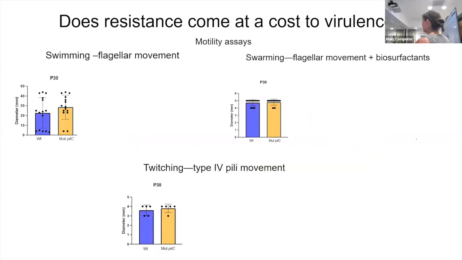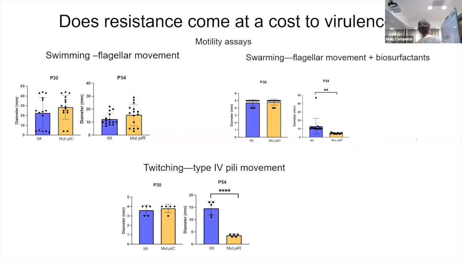We're a Pseudomonas lab, so we looked at this further, performing the classical motility assays. Again, for that patient 30, where the patient didn't get better and it seemed to not come at a cost of virulence, we don't see changes in the motility assays.